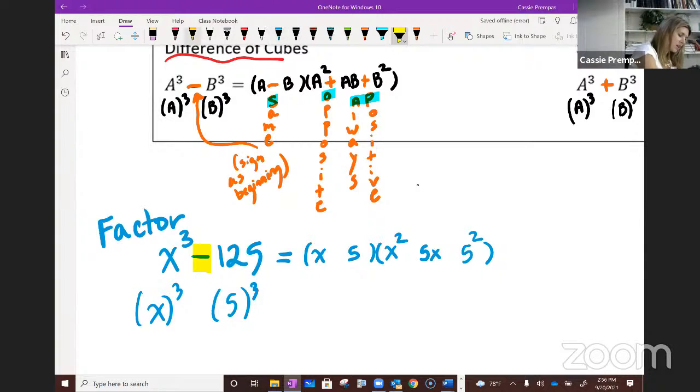So what's the first sign going to be? Subtract. Yep, the second sign is opposite, and the last one's always positive. So that's it. You factored it down. Now, do we really write 5 squared in that way? No, we usually write it as 25, but that's essentially what you'll see.